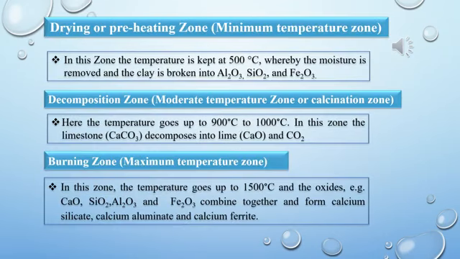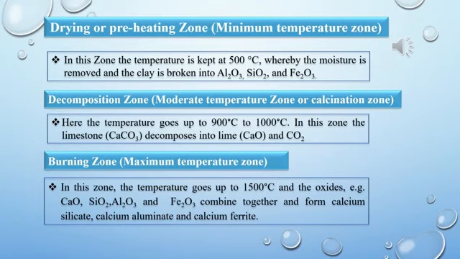As we have explained in the previous slide, the slurry is fed into the kiln, and there are three different temperature stages in the kiln through which the raw material is passed, and it requires 2 to 3 hours to pass through the kiln. Now, the first stage of the temperature is the drying or preheating zone. This heating zone is the minimum temperature zone. In this zone, the temperature is kept at 500 degrees centigrade, whereby the moisture is removed and the clay is broken into aluminum oxide, silicon dioxide and iron oxide.